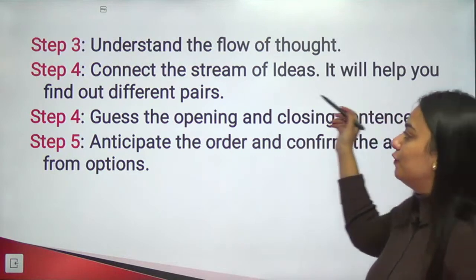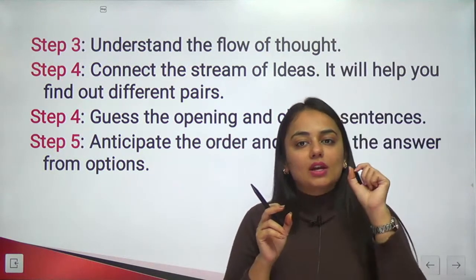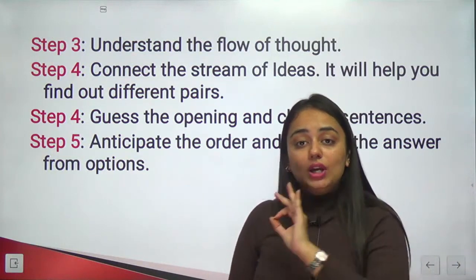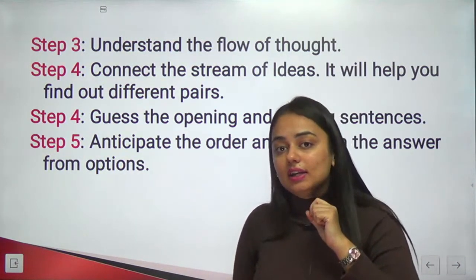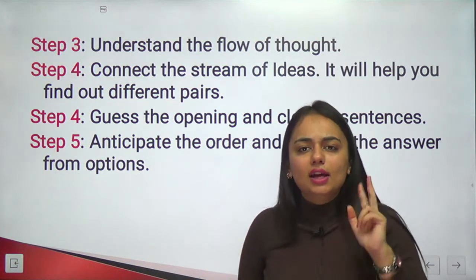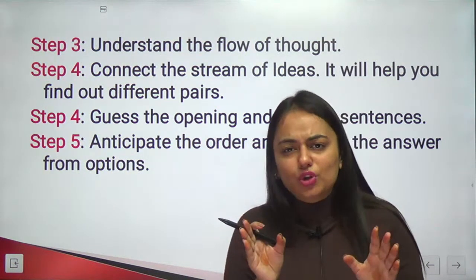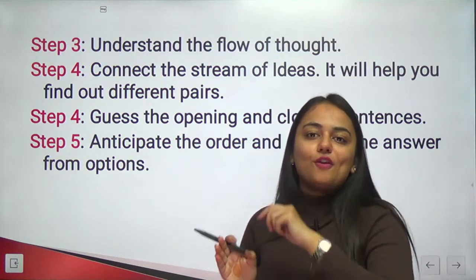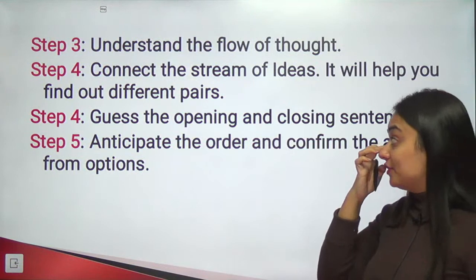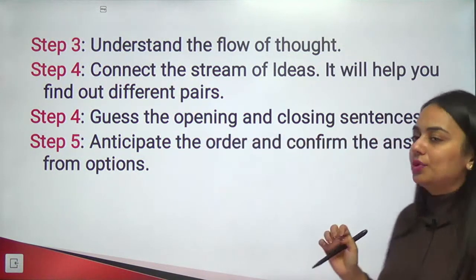It will help you find out different pairs. So there are ideas presented in each and every sentence. Read all the sentences, find out the ideas that are prevalent in those sentences, and then see, are there any two sentences which are almost talking about the same idea? They will form a pair. So write down the pairs aside. After that, guess the opening and the closing sentence.